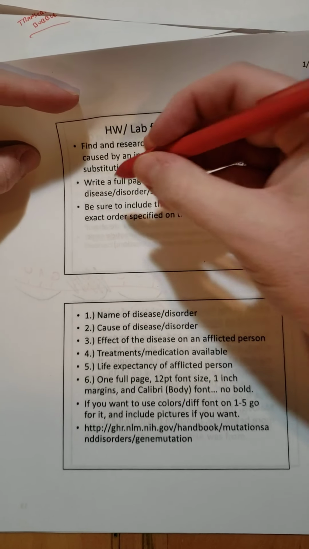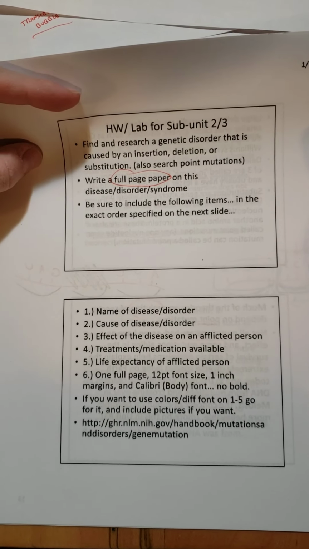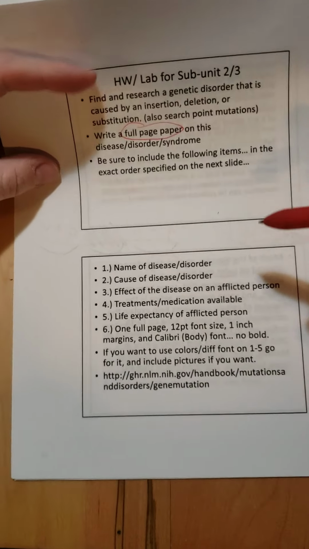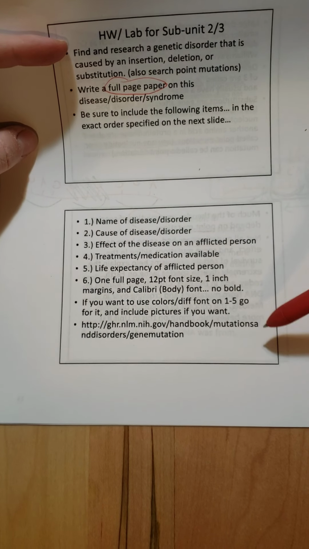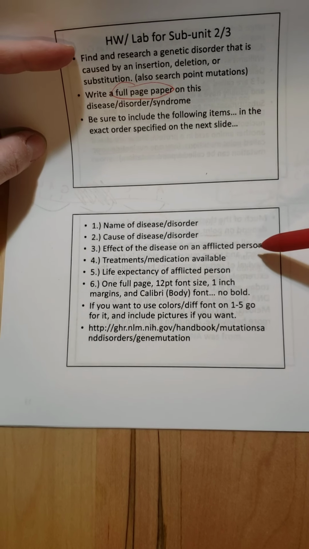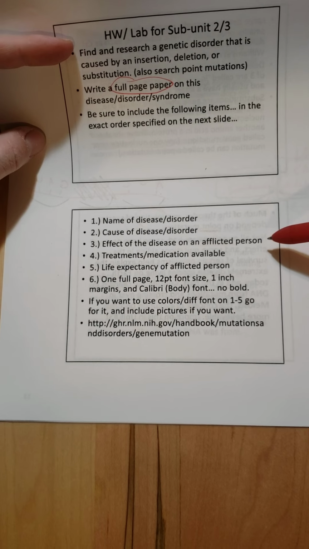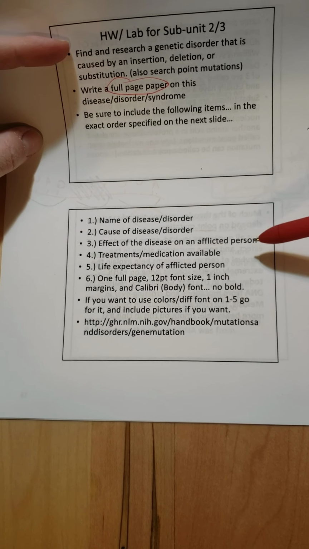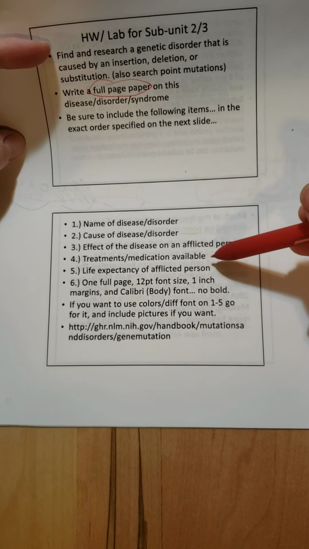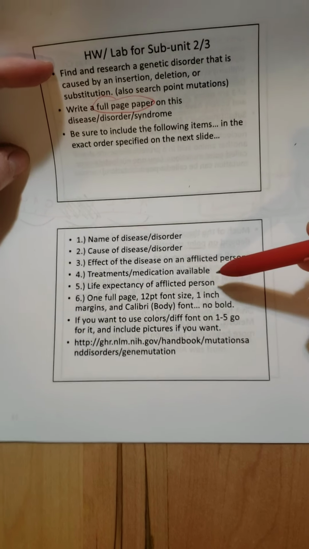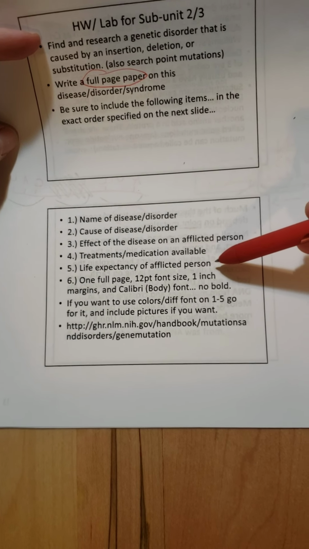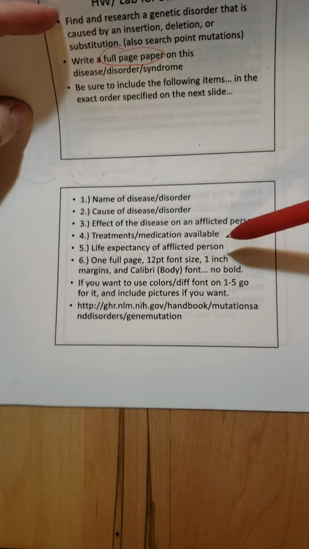I'd like you to write a full page paper on whichever disease or disorder or syndrome you choose. You don't have to just do the things that I talk about here, but I at least want these things: the name of it, how it's caused, and the effect on a person that has it. So is it physical? Is it cognitive or mental? What is the effect on the person? Treatments or medications, depending on what it is, if that's an option. For some of the ones that you look up, it might not be available. Life expectancy could be normal, could be 10 years old.